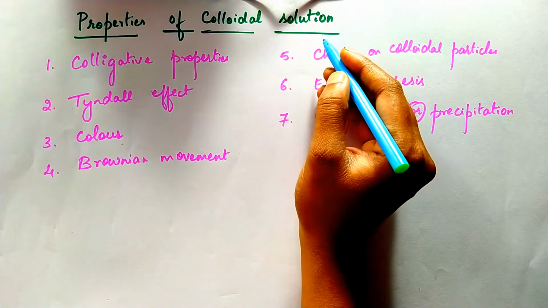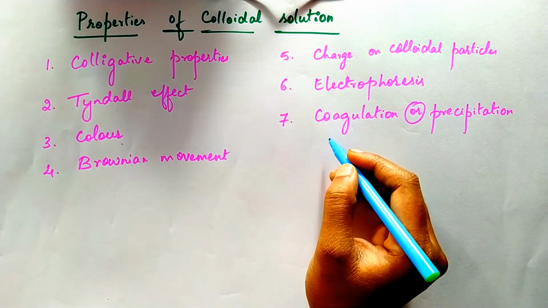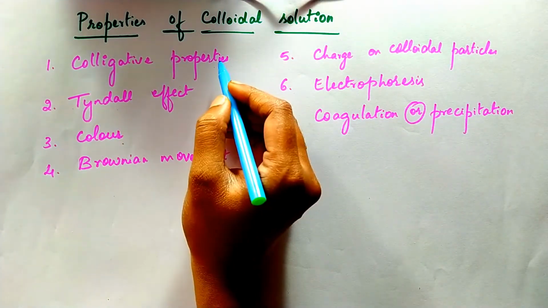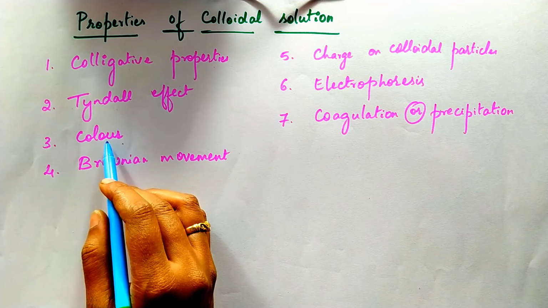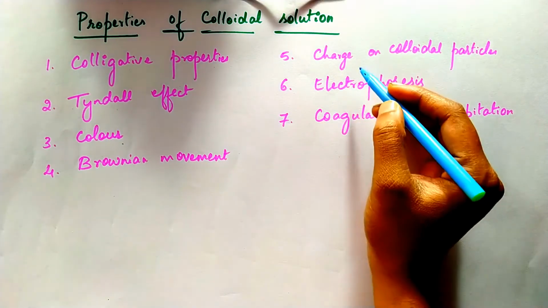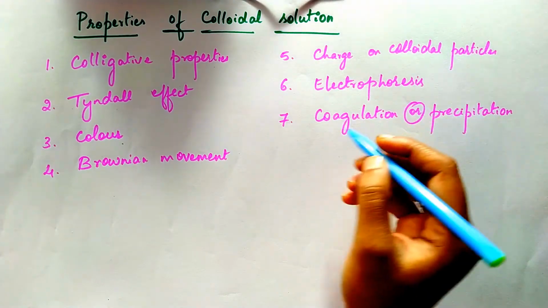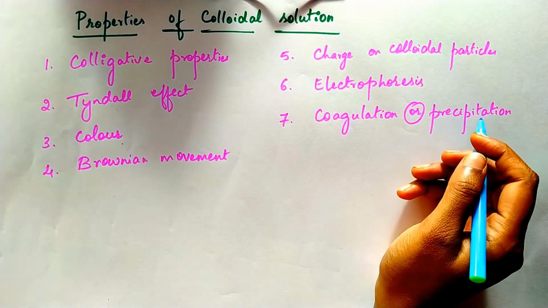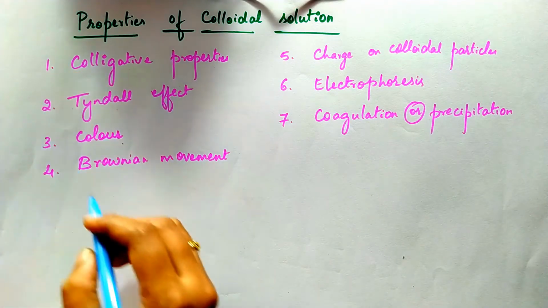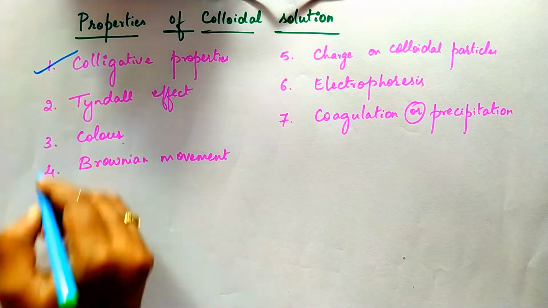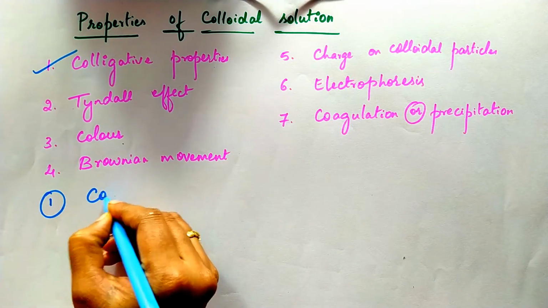Properties of colloidal solution. There are 7 properties in the colloidal solution. They are colligative property, Tyndall effect, color, Brownian movement, charge on colloidal particles, electrophoresis and coagulation or precipitation. Let us discuss one by one. The first one is the colligative property.